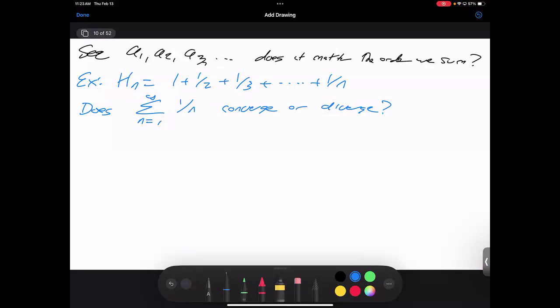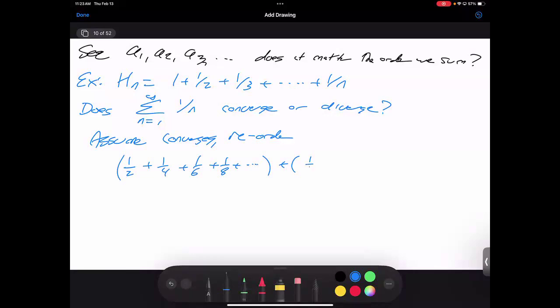Here's a fun way. Assume it converges. And let's reorder. So we have 1/2 plus 1/4 plus 1/6 plus 1/8 plus 1 over 1 plus 1 over 3 plus 1 over 5 plus 1 over 7 plus dot dot dot. And let's call the sum S because we have absolutely no originality. So this is the sum S.